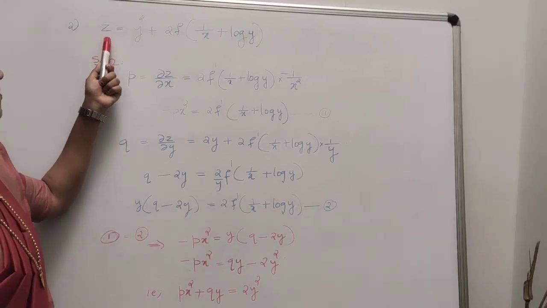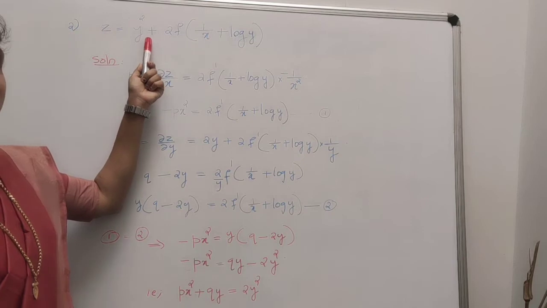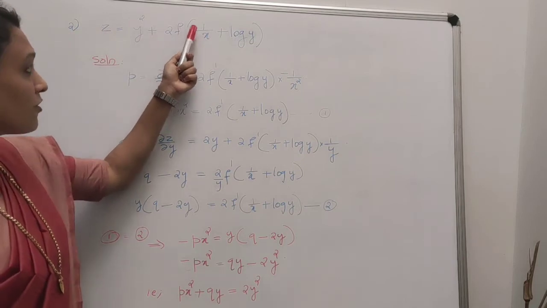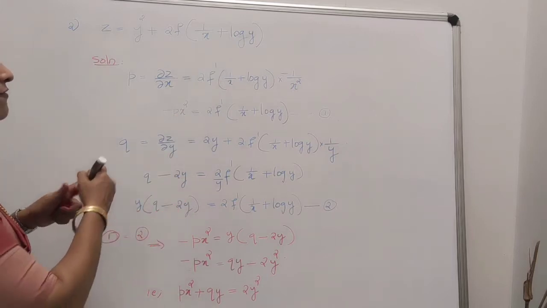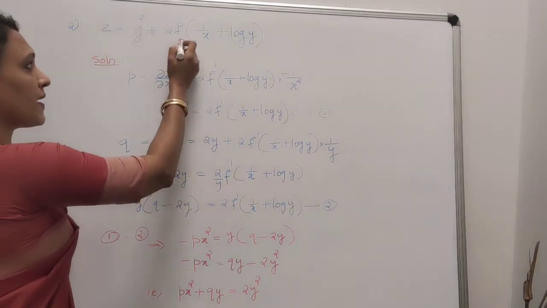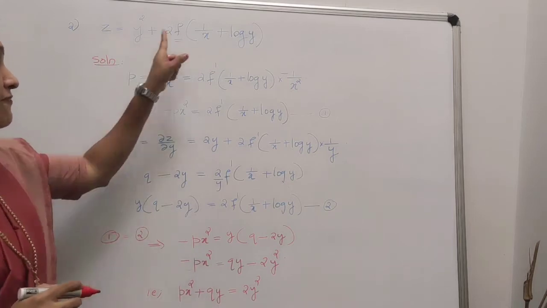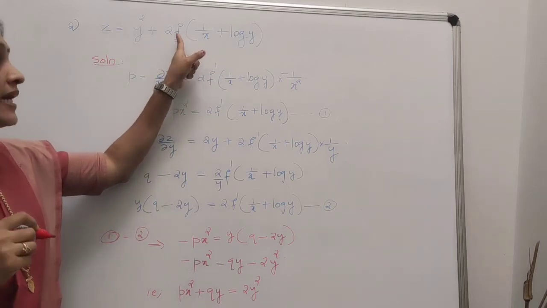Now look at the second question. z is equal to y square plus 2f of 1 by x plus log y. So f is the function, this we want to eliminate.